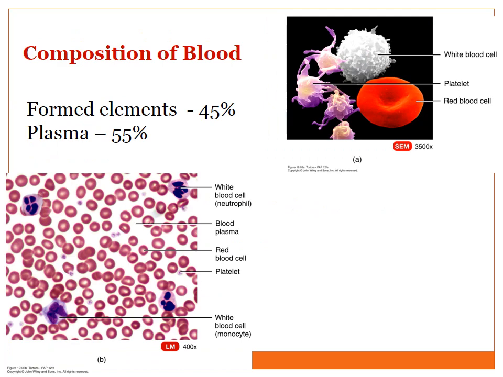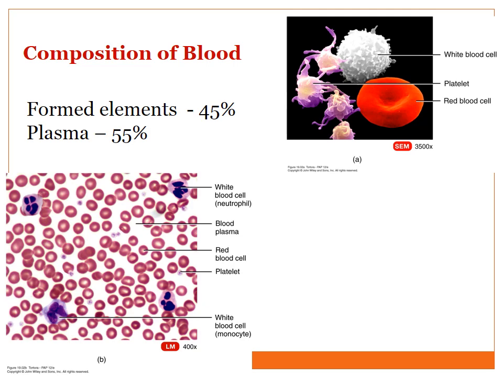Let's look at the composition of blood now. There are two major categories of stuff that makes up blood, formed elements and plasma. Blood is a type of connective tissue, and just like all connective tissues, there's a matrix component and then there's a cellular component. The matrix component of blood is plasma, and that makes up 55% of the composition of blood.